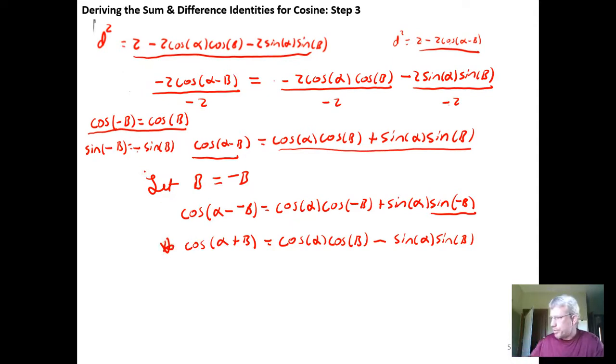So that's where the sum and difference identities for the cosine function come from. That's one way to derive them. There are other ways. I happen to like this one.